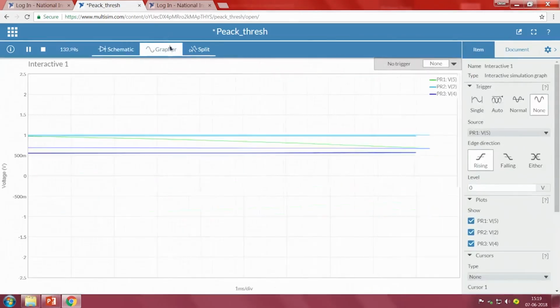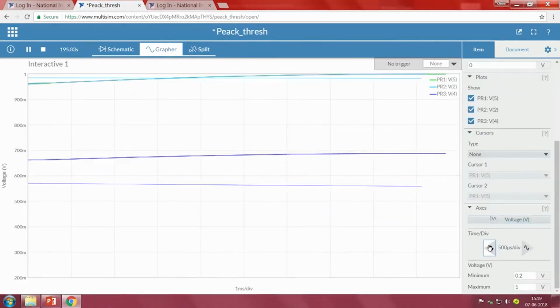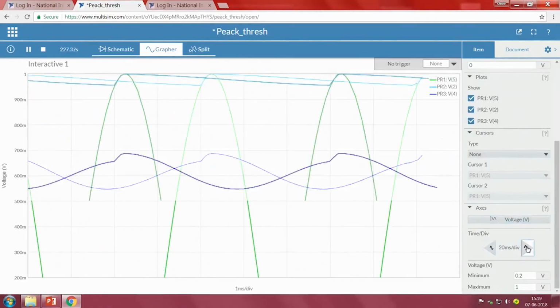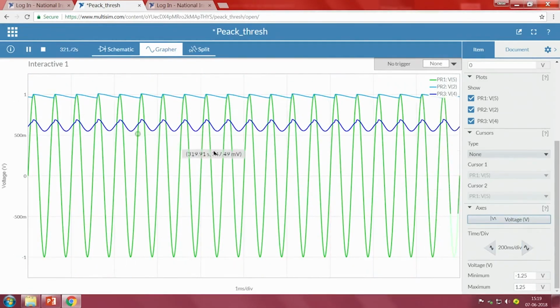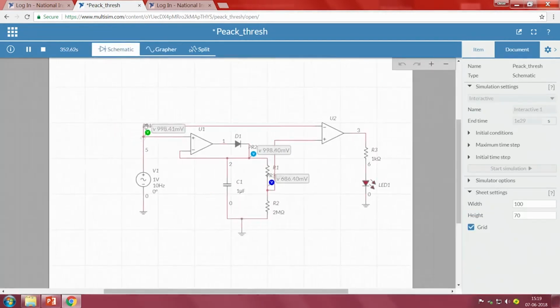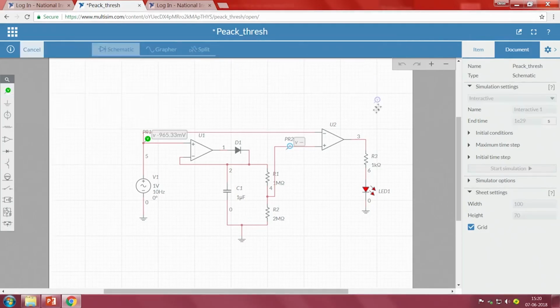Okay, go to grapher, and here let me increase the time division just to understand. So, what is happening here, that we have to understand. Now, we have not connected a voltage source here. So, let me remove everything. I will take one more voltage source and connect it at this point. I will take one more voltage source and connect it at this point.